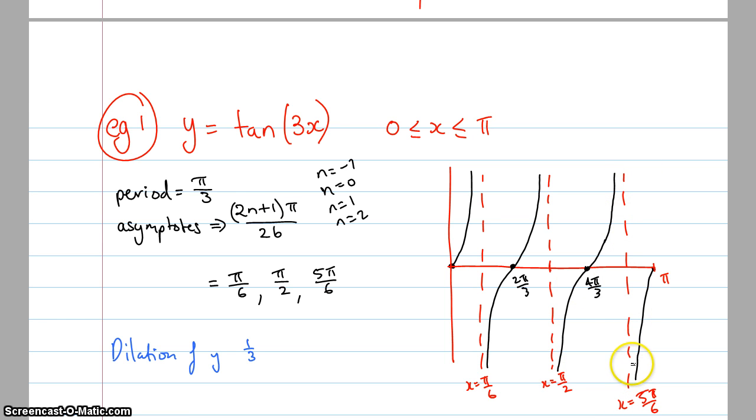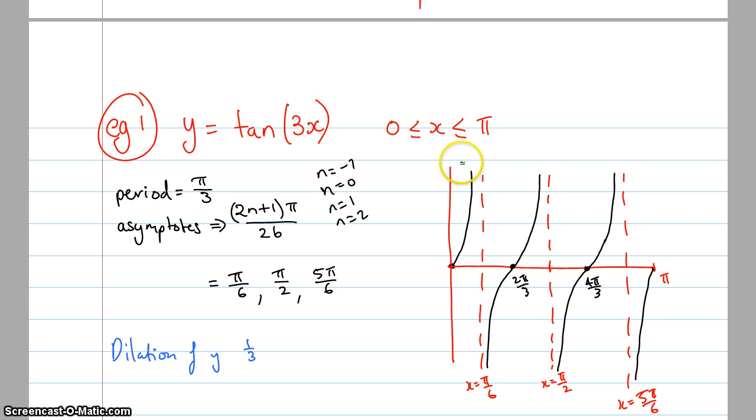And then I know that the middle point of this tan graph, because it hasn't been moved up at all, is going to be in the middle of these asymptotes. So I know that in between pi on 6 and pi on 2 is going to be my middle point, which happens to be 2 pi on 3. So I put a dot, and the same between those two is 4 pi on 3.